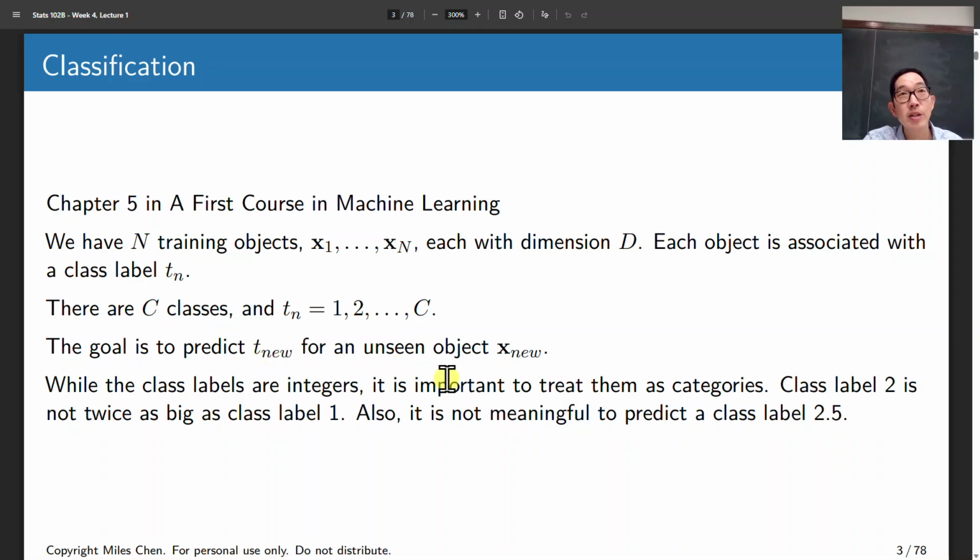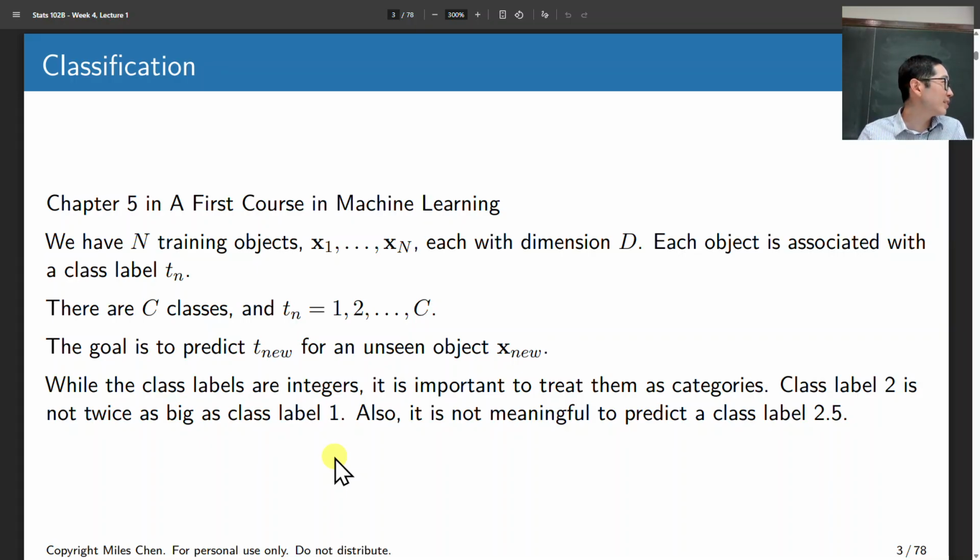If we have a T new, we want to figure out the new class for some new object x, okay? It's important that even though they look like numbers, even though they are integer labels, they are categories. So if you have something that's labeled 2, it's not twice as big as label 1, and there's no meaning to having decimal values. You can't take the average of these things and get 2.5. That's not something that's meaningful, right?